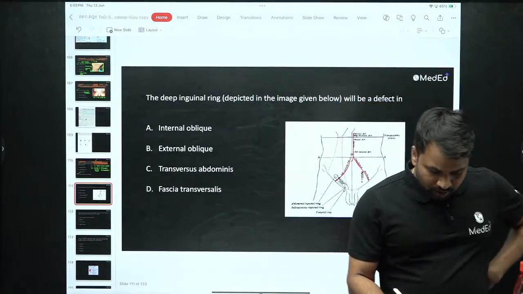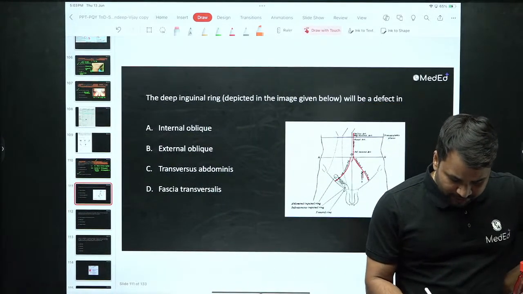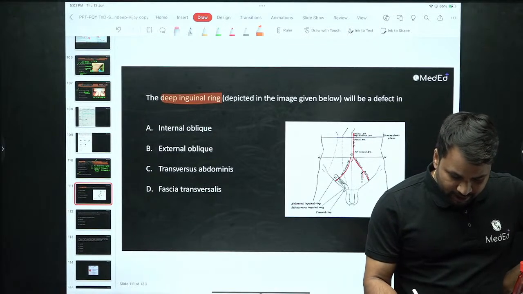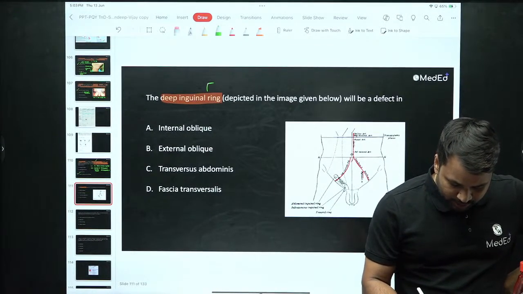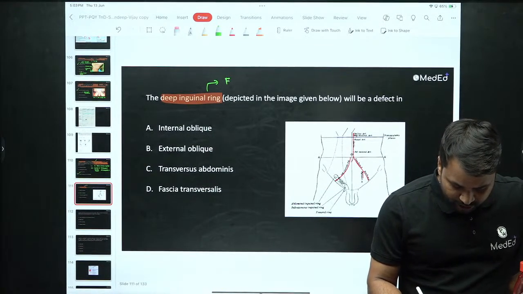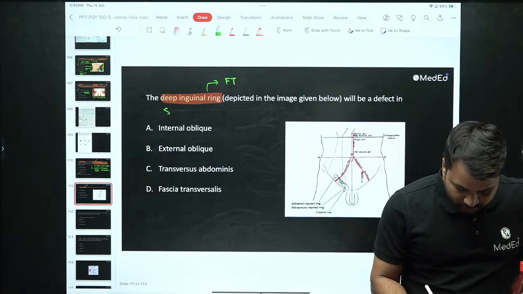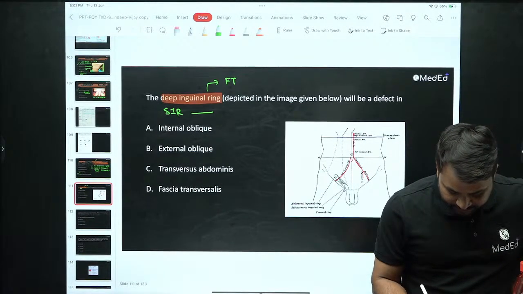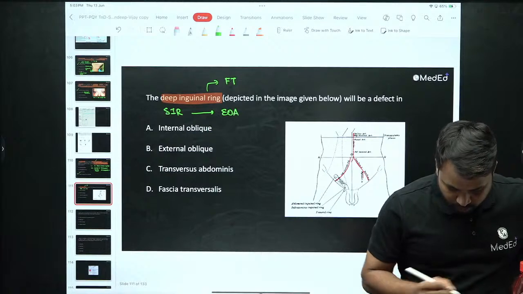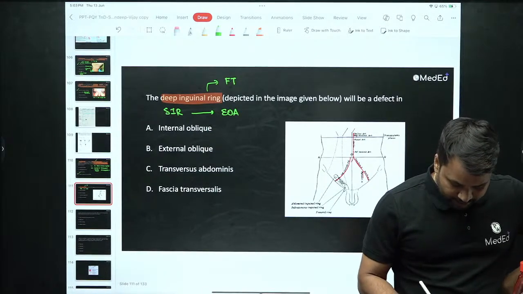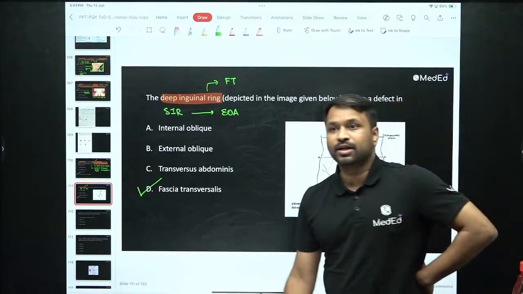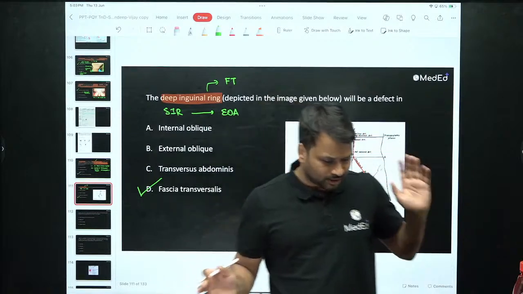Now, again, same simple question. Deep inguinal ring is a defect in. Remember, deep inguinal ring जो है, it is a defect in fascia transversalis. Your superficial inguinal ring is a defect in external oblique aponeurosis. So here the answer is fascia transversalis. That is D for Delhi. Simple question, nothing spectacular about it.